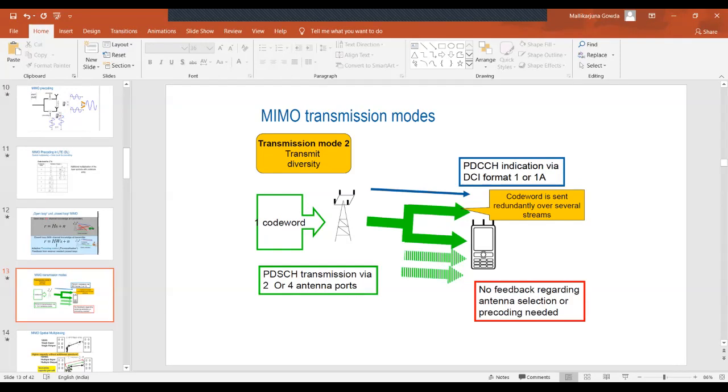Your code word is sent redundantly over several streams. That is what transmit diversity means: the same code word will be transmitted over multiple channels. The code word is sent redundantly over several streams. So here, no feedback regarding antenna selection or pre-coding is needed.